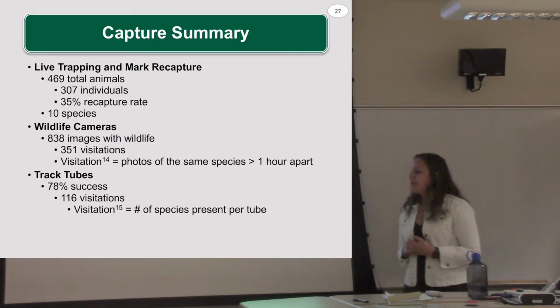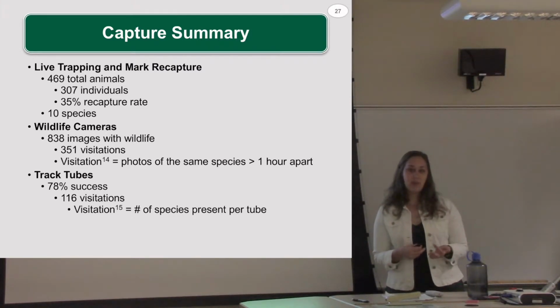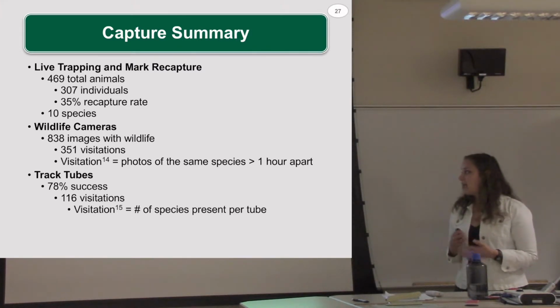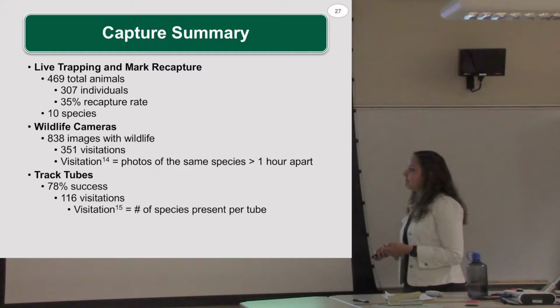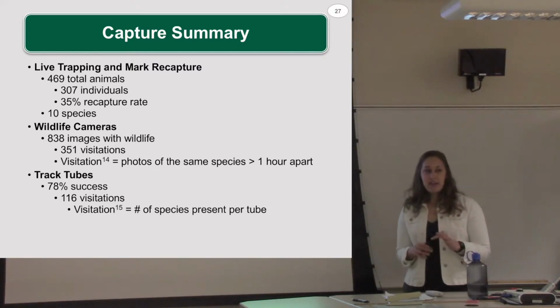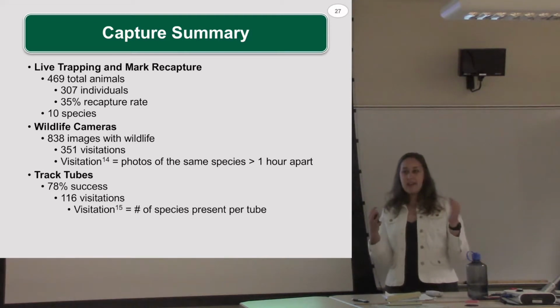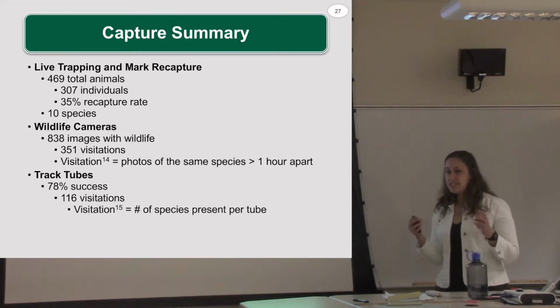So in total, we captured 469 animals. 307 of those were individuals, which came to about a 35% recapture rate. Across all grids, we captured 10 species through live trapping. With wildlife cameras, we caught a little over 800 images with wildlife. I then narrowed that down, based on standard protocol, to 350 visitations.